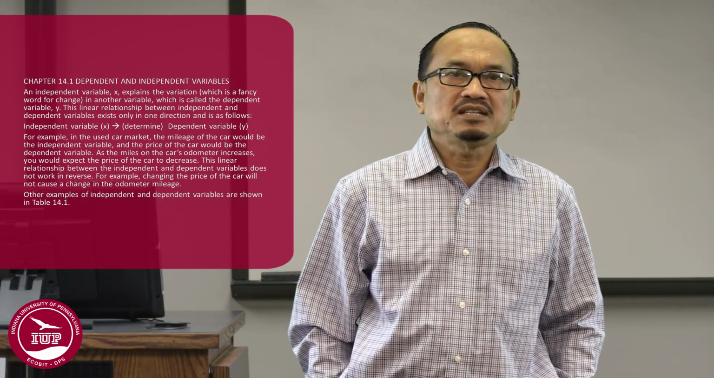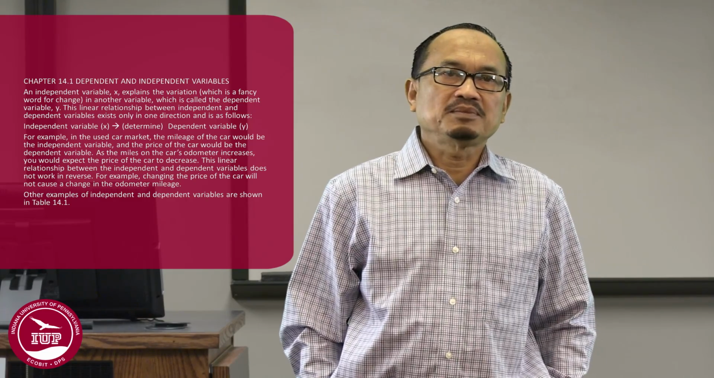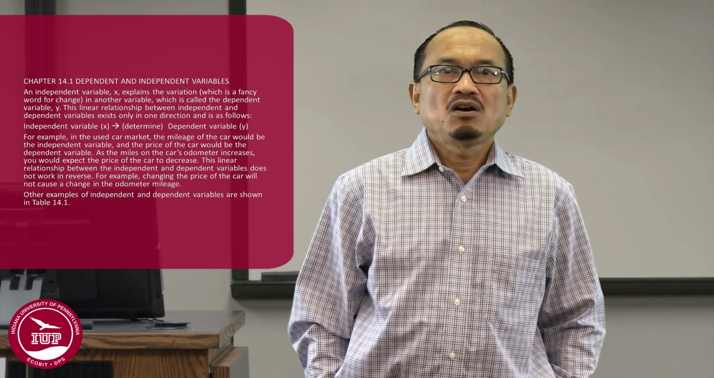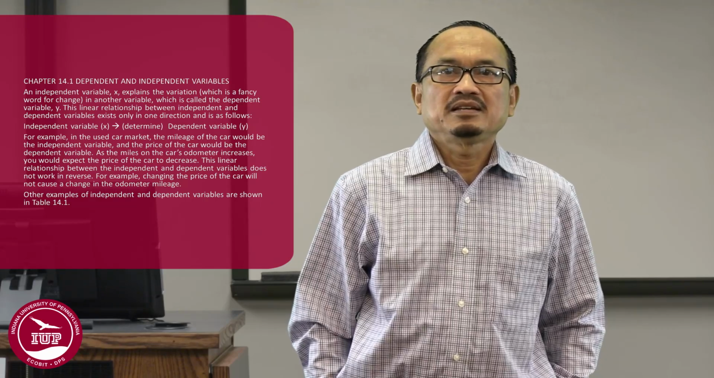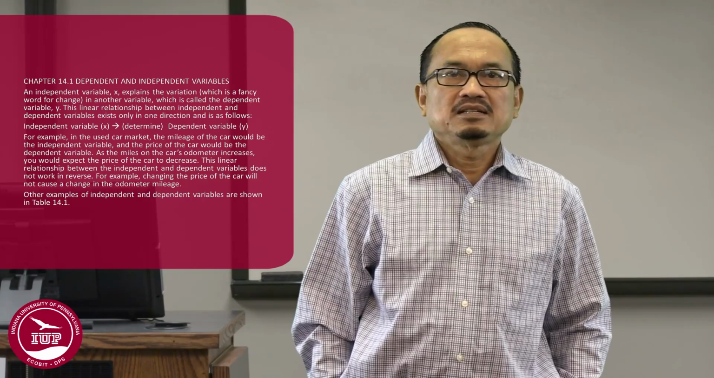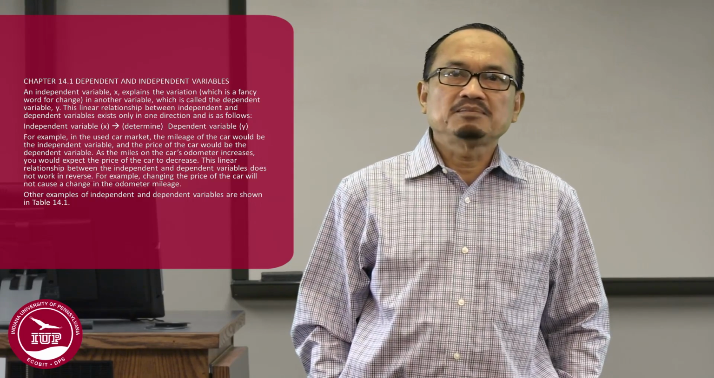Chapter 14.1 Dependent and Independent Variables. An independent variable x explains the variation, which is a fancy word for change, in another variable, which is called the dependent variable y. This linear relationship between independent and dependent variable exists only in one direction and is as follows. Independent variable x determines dependent variable y.